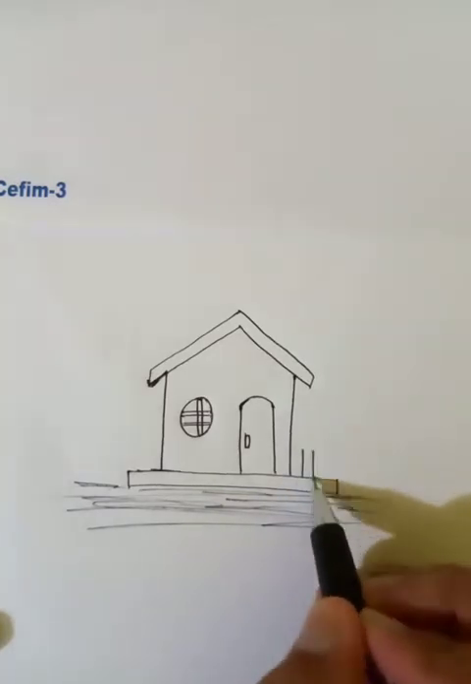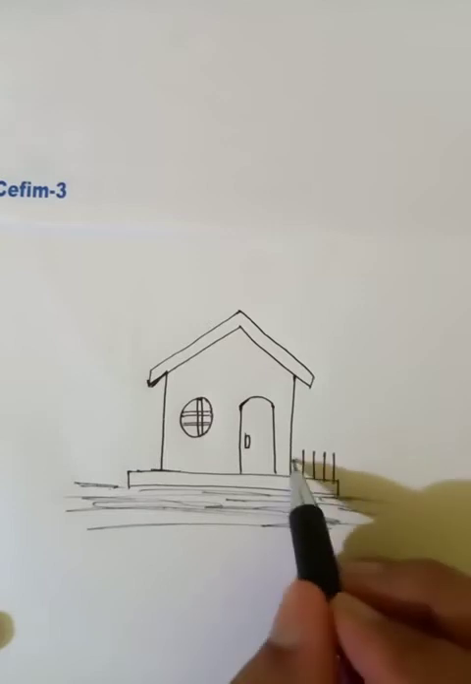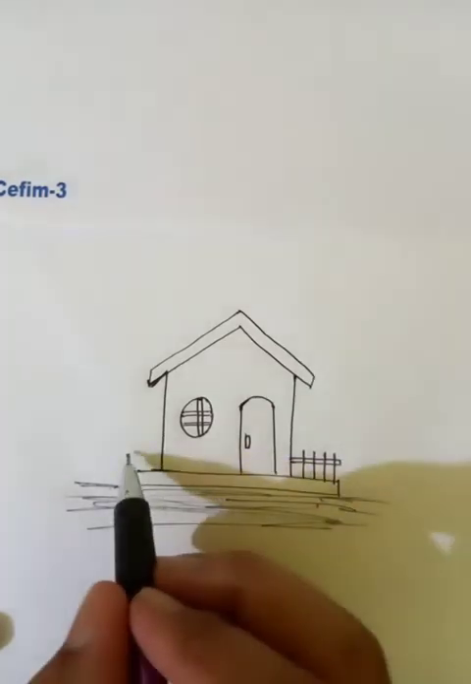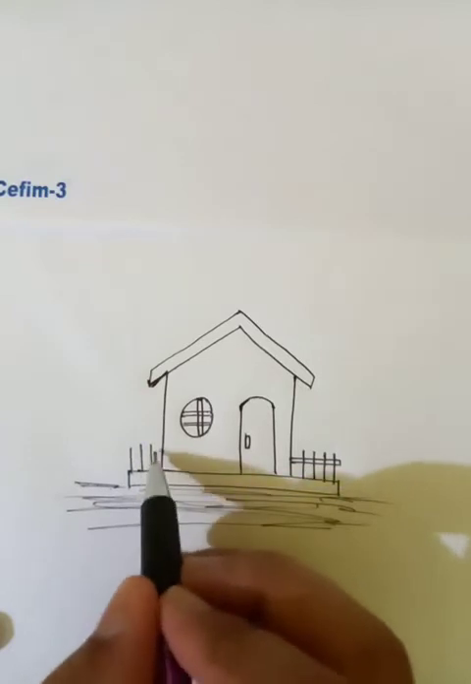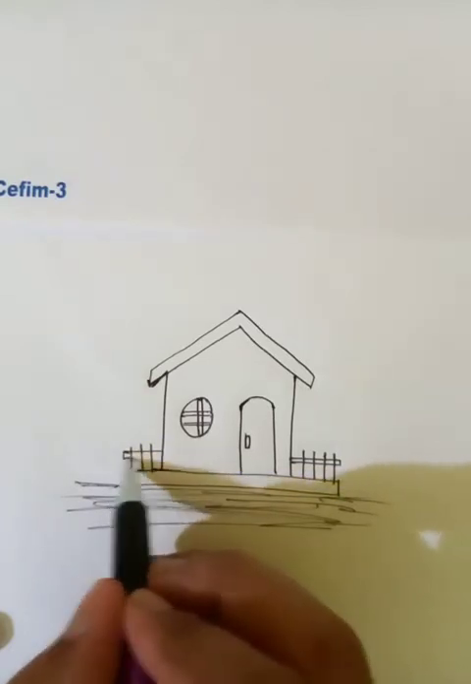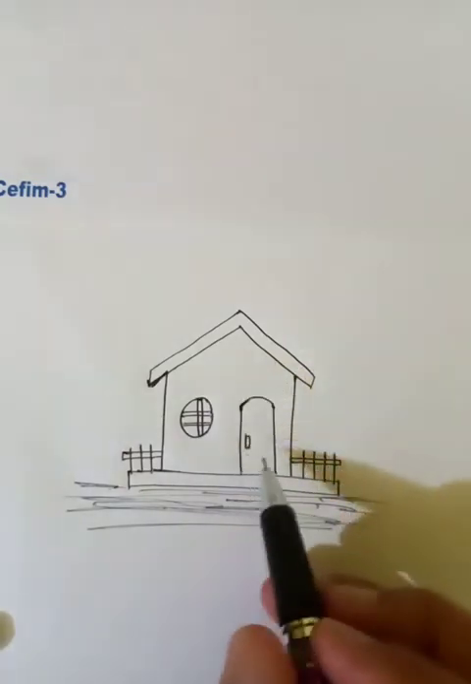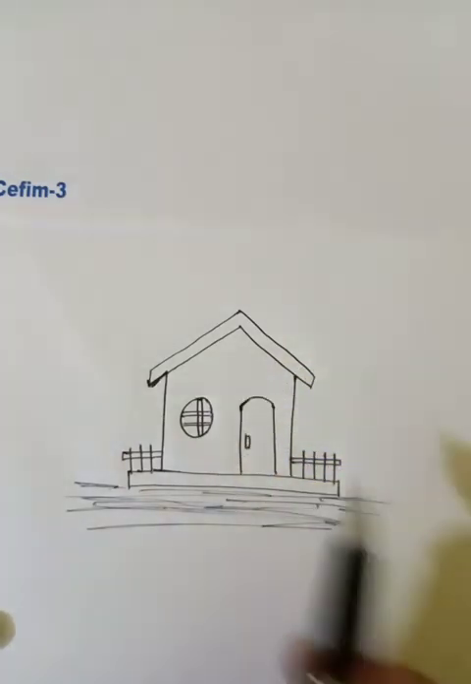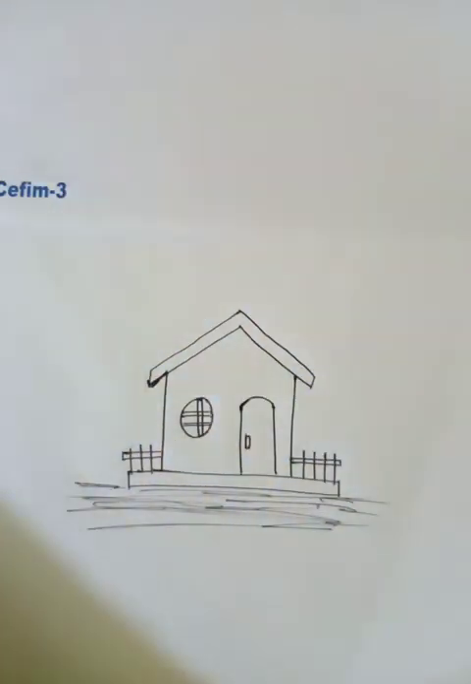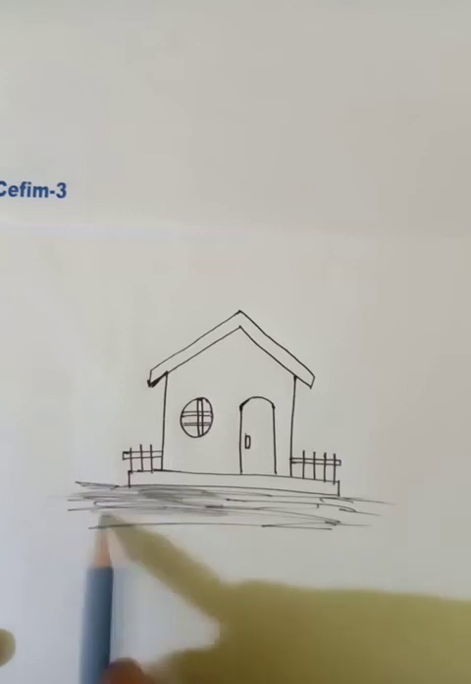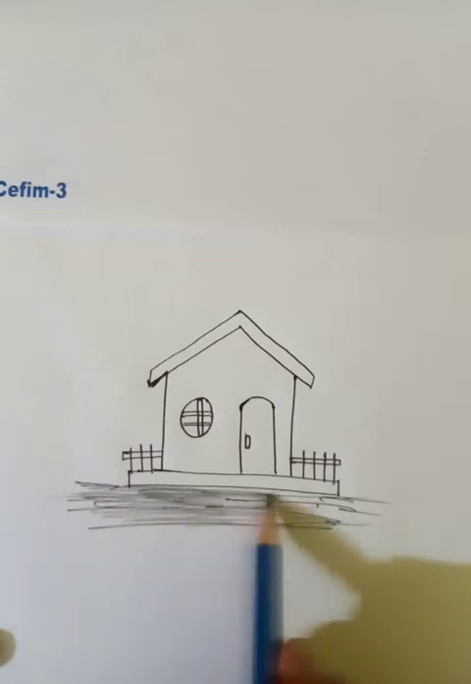You can put a little fence like this on this side, another fence like this on this side. The drawing is almost done. We can do little detailing, like make the ground a little darker, the whole level.